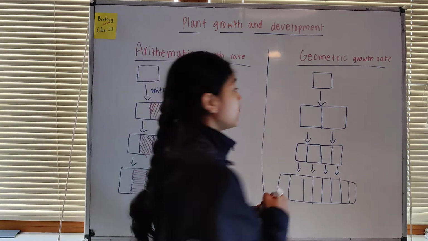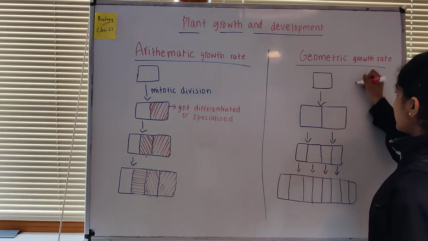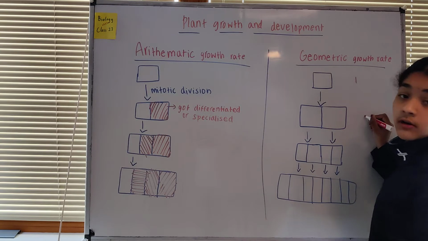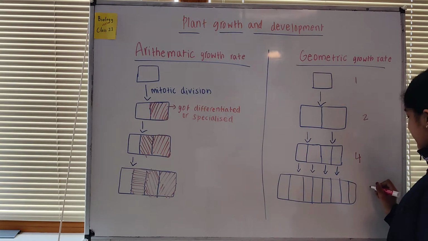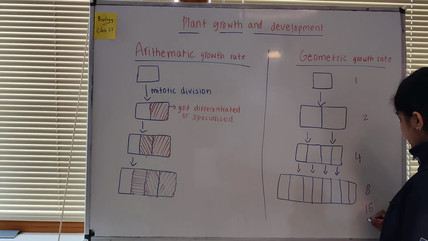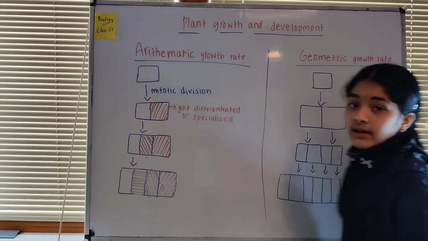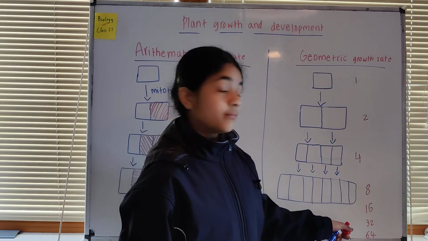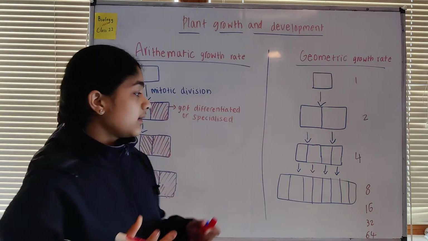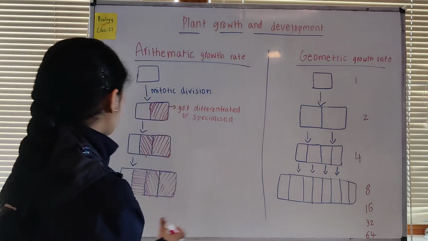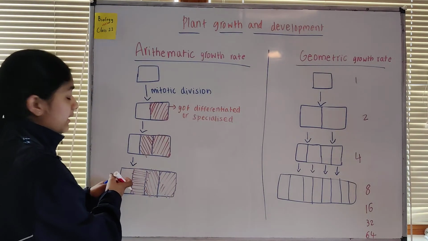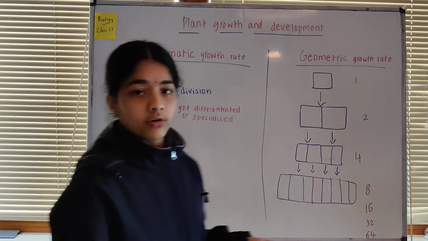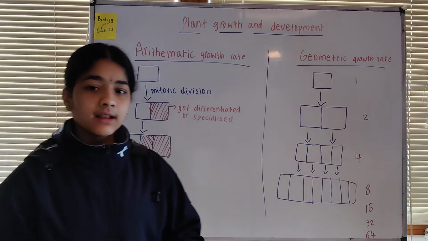So in geometric growth rate, if we started off with one cell, it became 2 cells, and then 4 cells, and then it goes on forever: 8, 16, 32, 64. So it divides like that forever. That means there are many cells being formed. In the arithmetic case, always one of the cells is getting differentiated and only one remaining cell is dividing into 2 daughter cells. So this is about the arithmetic and the geometric growth rate.